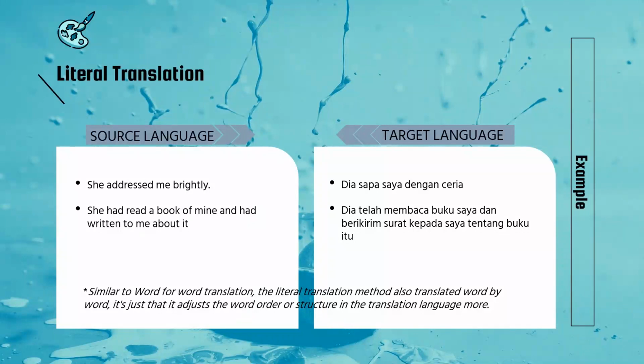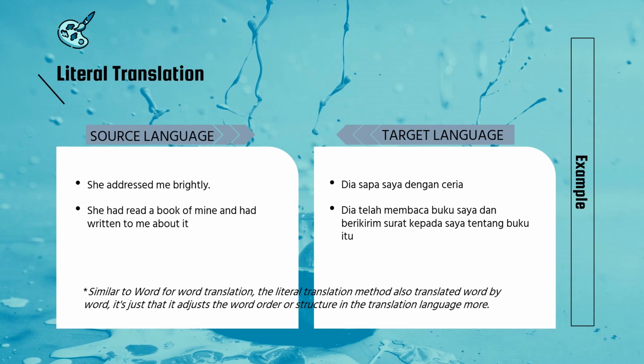And here is the example. The first example from the source language is, she addressed me brightly, and the target language is, dia sapa saya dengan ceria. We can look at the example more. If the sentence is translated with the word-for-word method, then it will be like this, dia dipanggil saya ceria. Therefore, we cannot use the word-for-word method for this example. So this example is from literal translation.